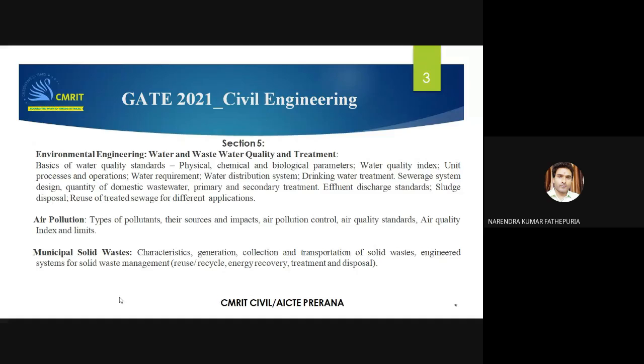In environmental engineering, the water and wastewater, water quality and treatment part we have covered. We have done everything here, including discharge of this portion, use of treated sewage, and different applications, in my previous lectures. Today I will be discussing air pollution as well as municipal solid waste management. Let's start for today.